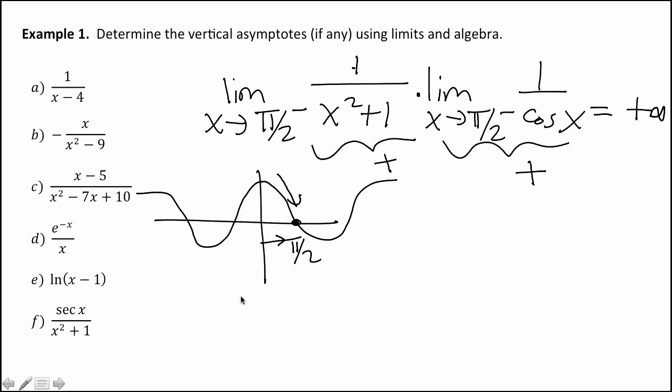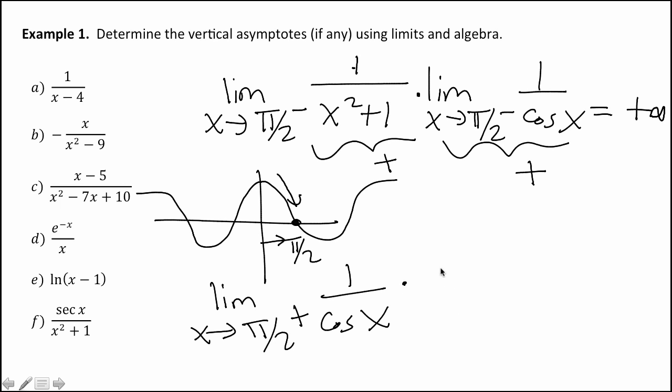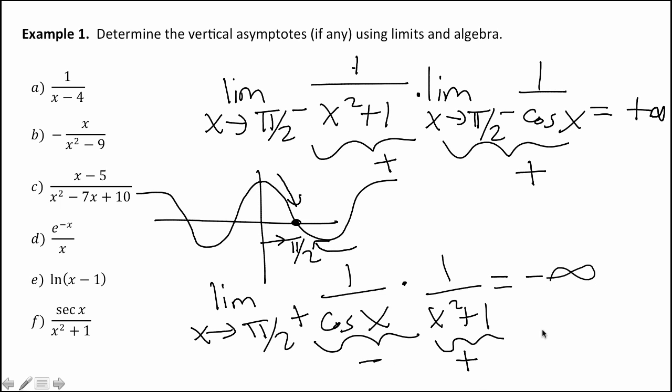Now if you do it from the right side, notice that the function is increasing towards 0, but it's still on the negative side, right? So the function is negative, so right here, this is going to be negative. And it doesn't matter if you plug in pi over 4, this is still going to be positive. Negative times positive is negative, so it's going to be negative infinity. So those are your one-sided limits for part F.